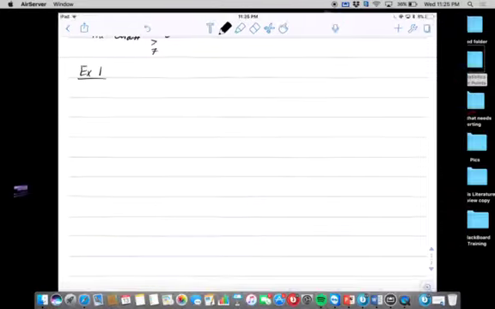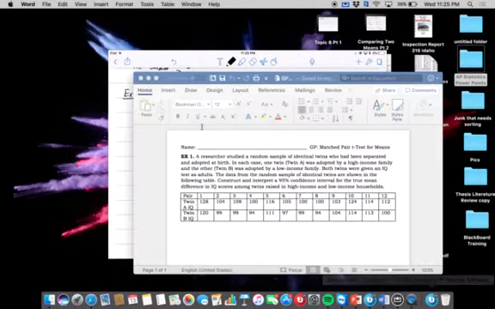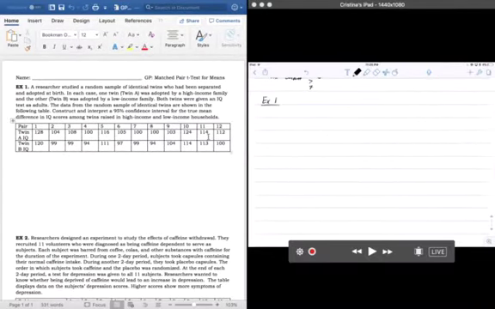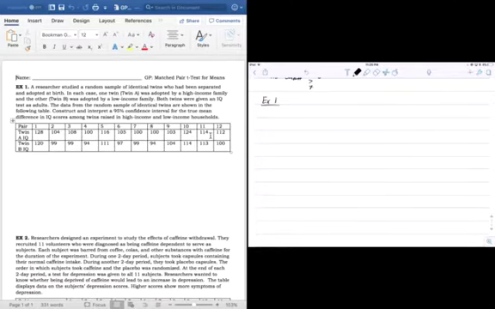All right, now let's go ahead and jump into some examples. Do example 1, and this one's going to be for confidence intervals. Again, your examples are here on Google Classroom, so feel free to look them up. For the first one, it says a researcher studied a random sample of identical twins who had been separated and adopted at birth. In each case, one twin, twin A, was adopted by a high-income family, and the other, twin B, was adopted by a low-income family. Both twins were given an IQ test as adults. The data of the random sample of identical twins are shown in the following table. We want to construct and interpret a 95% confidence interval for the true mean difference in IQ scores among twins raised in high-income and low-income households.